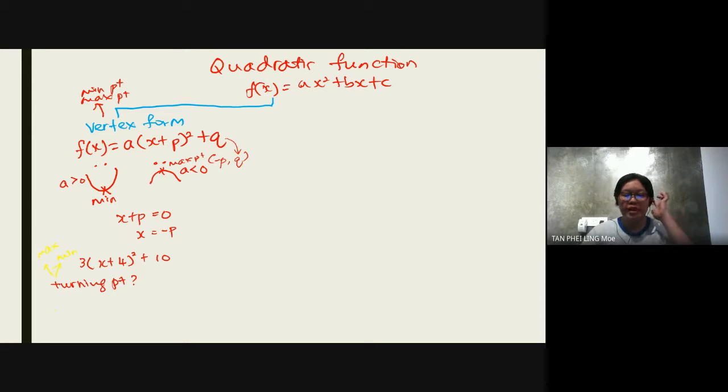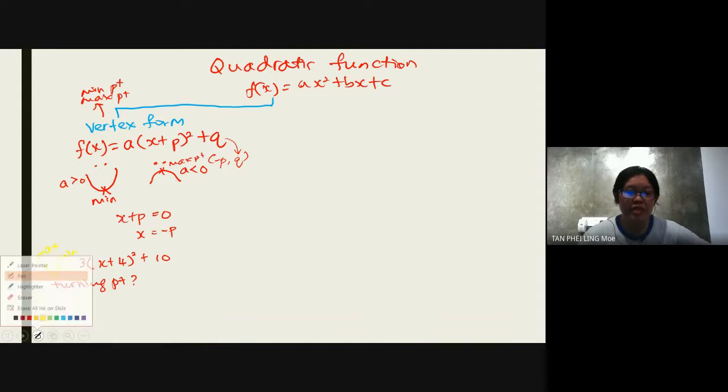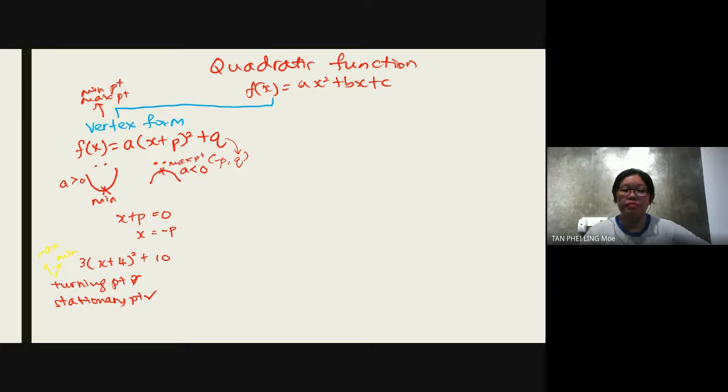So it means the same when they don't want to give you a hint that it's maximum or minimum, so they will ask you for a turning point. They can ask you for turning point or stationary point. It means the same. Now if they ask you for the stationary point or turning point, you will tell them that because your a is positive, you know that it's a minimum point.